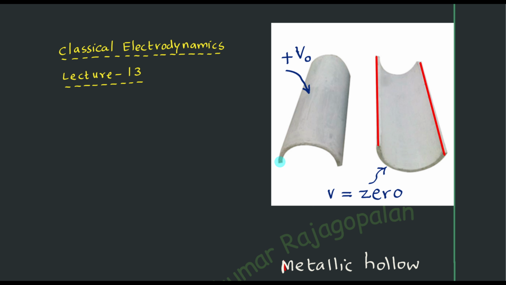In the previous class, which is lecture number 12, we started with the objective of solving a problem in cylindrical geometry, namely that you have a metallic tube. The metallic tube is divided into two halves, or cut into two halves, and the lower half of the metallic tube is maintained at zero electric potential, whereas the upper half of the cylindrical surface is maintained at some positive value, plus V naught.